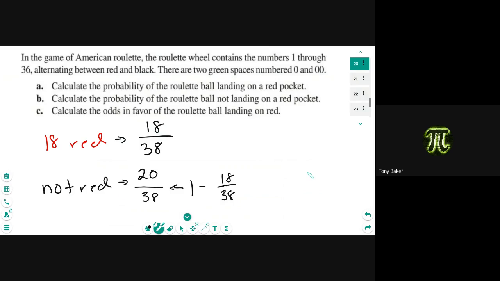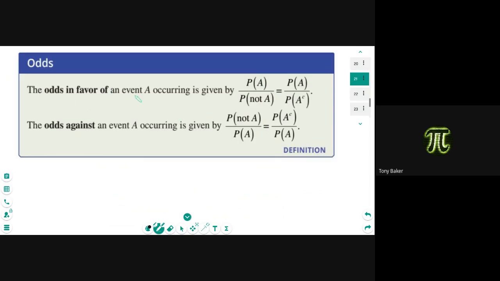All right. Let's look at odds. Odds are slightly different. Probability is what you want over the total number of options, basically. Odds are what you want over what you don't want. So your odds in favor are what you want over what you don't want. Your odds against are what you don't want over what you want.